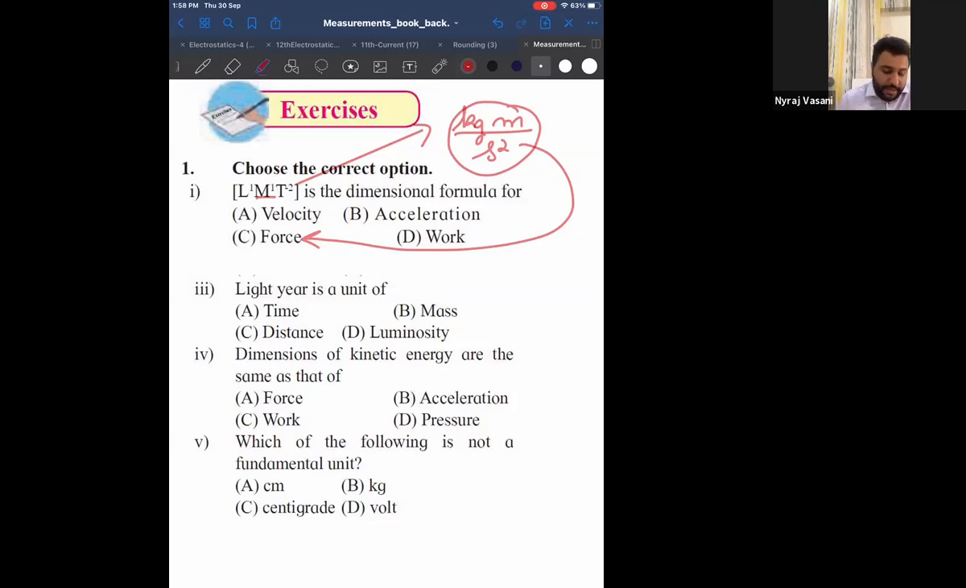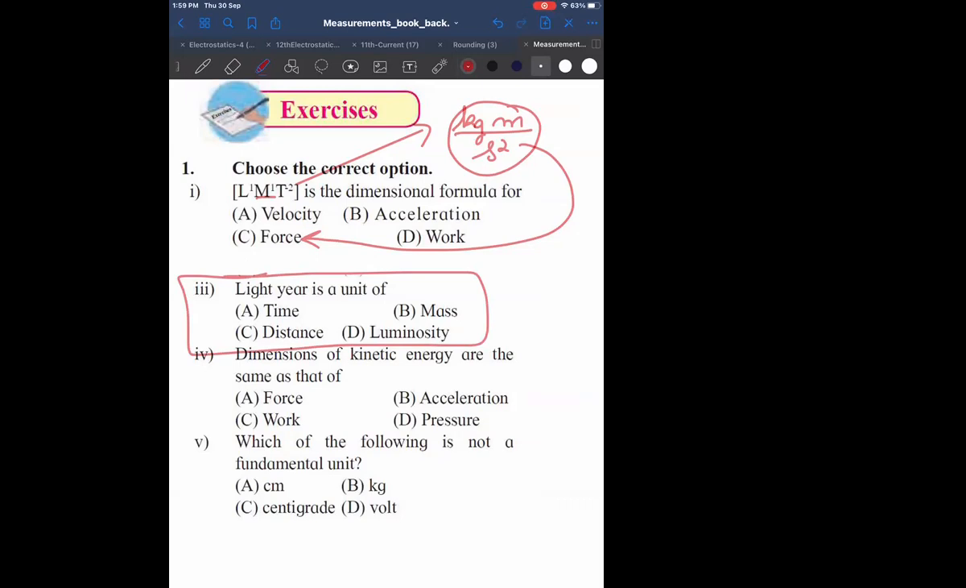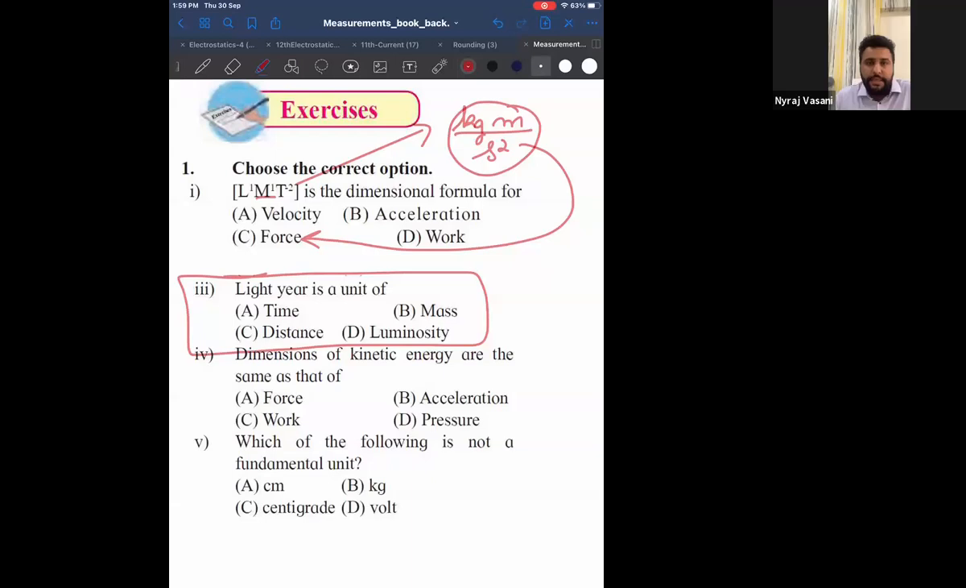Now, tell me the answer for the second one. Light year is the unit of... Put the answer in the message box.